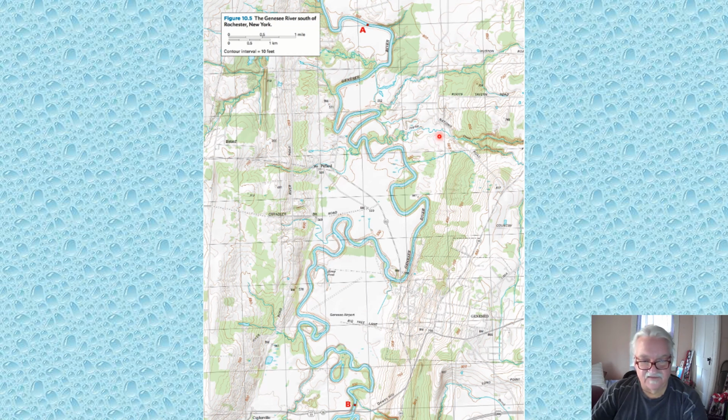You can also see this is a contour map. There's very few contour lines around here. This is the floodplain. So it's been widening its plane and zigzagging back and forth. And then you can see the contour lines going up the hill. Okay, so that's the valley.